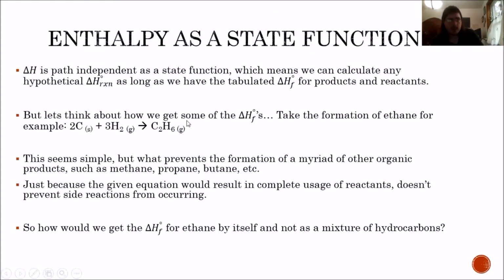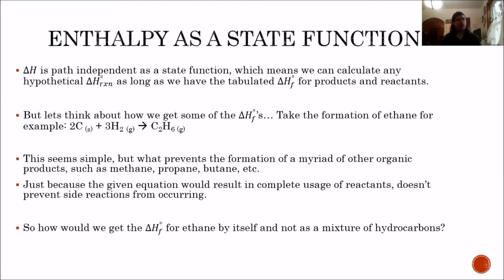But let's think about how we get some of these. Take the formation of ethane. If you calculated this from the delta H formation rules, you'd say 2 carbon plus 3 hydrogen gives you ethane. Now, while this seems simple, to actually do this in a lab would be impossible, because you're going to get a wide variety of products. Ethane isn't necessarily the lowest energy product, and once you produce some of the other products, it's going to be irreversible reactions. So you're not going to get 100% conversion to ethane.